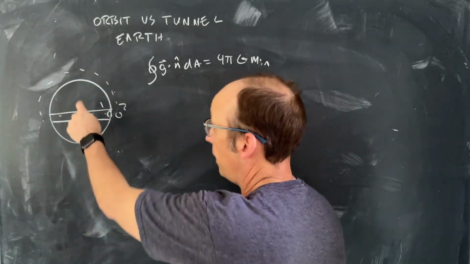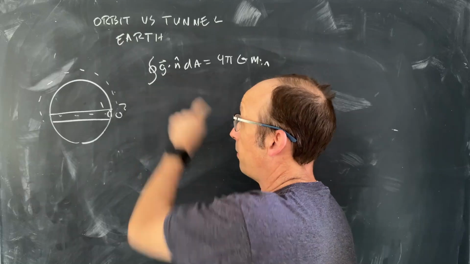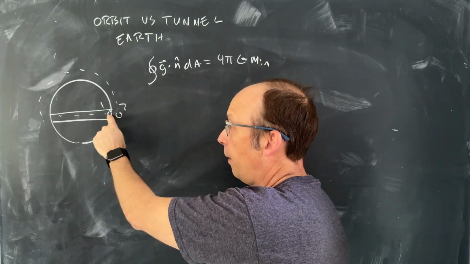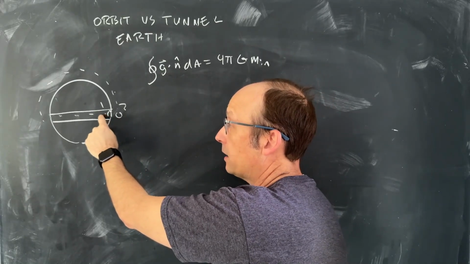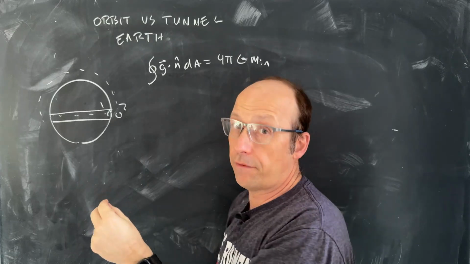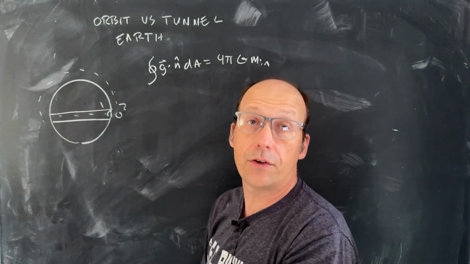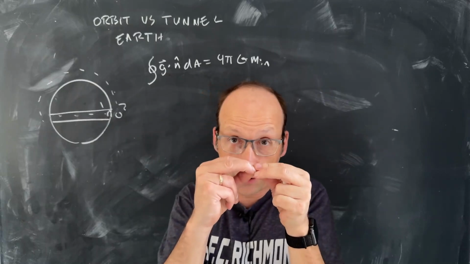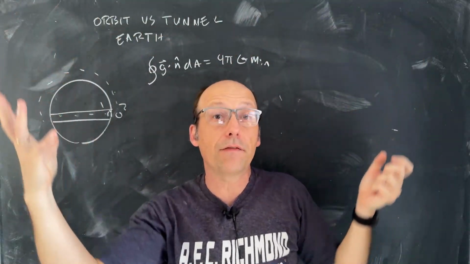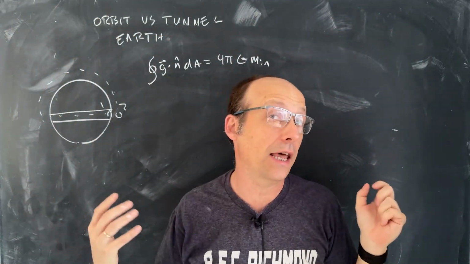So here I have the Earth, and there's my tunnel, and there's my gravitational field. If I drop this ball, as it moves towards the center of the Earth, the gravitational field is going to decrease until it gets to the center where the gravitational field is 0. If you put a mass in the center of the Earth, all the pieces of the mass pull in all the different directions and they add up to 0.